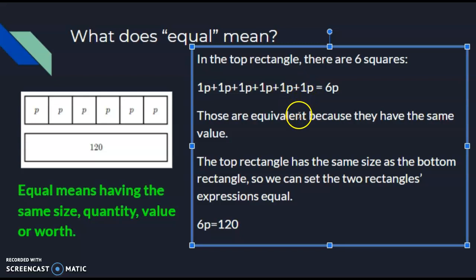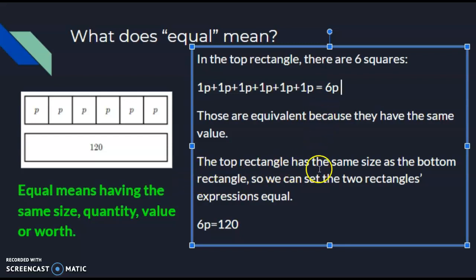So repeated addition is multiplication. 1 times 6 is 6. Since we added 6 of them, we have 6 here. So we can set that equal because those have the same value or the same worth. Okay, whether we had 6 individual pizzas or we had 6 pizzas stacked up on top of each other, either way we have 6 pizzas.